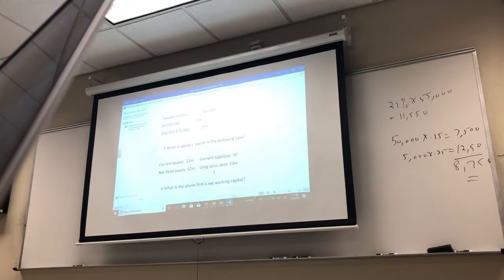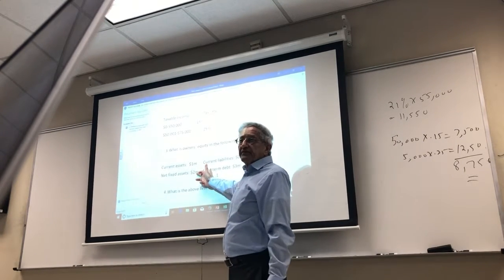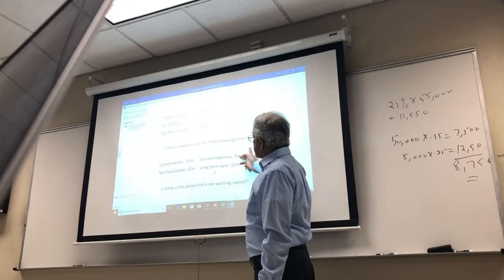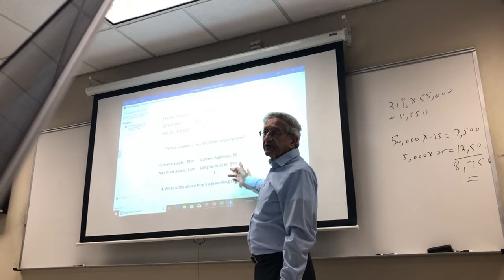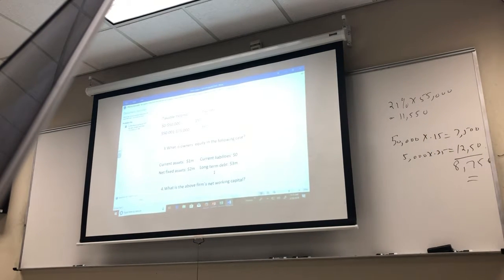Okay, number 3. What's the owner's equity? Remember, net worth, stockholders' equity, shareholders' equity, owner's equity, one and the same thing. What's the formula? Total assets minus total liabilities. Total assets, this plus this, is 3 million. Total liabilities, this plus this, 3 million. So 3 minus 3 is 0. So owner's equity is 0. This is what we call a bankrupt firm. When owner's equity is 0, it means the firm is bankrupt. This is how we define bankruptcy. Any questions? Number 3.